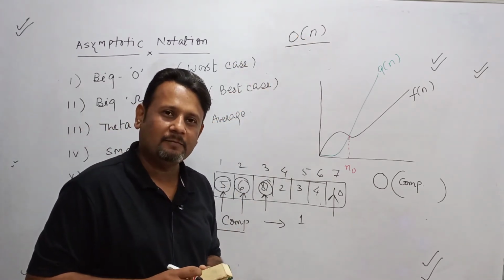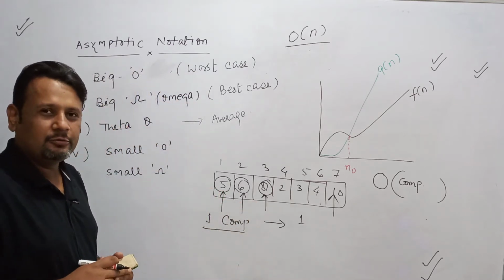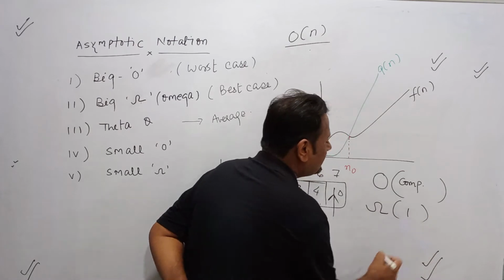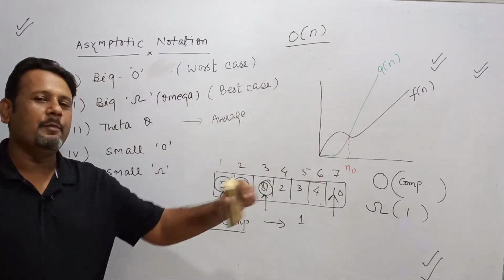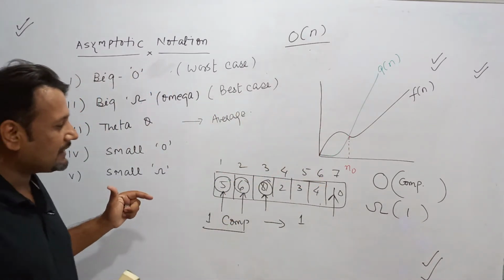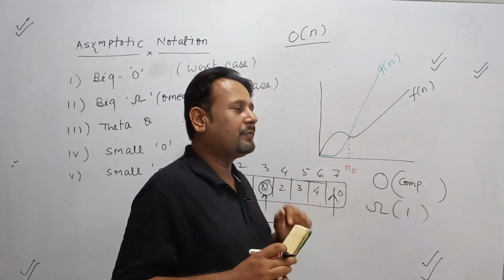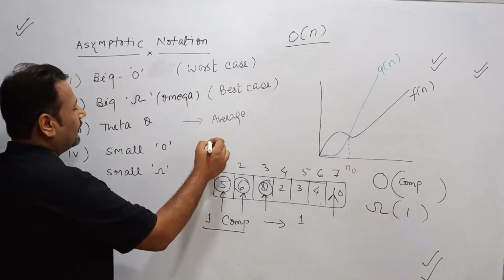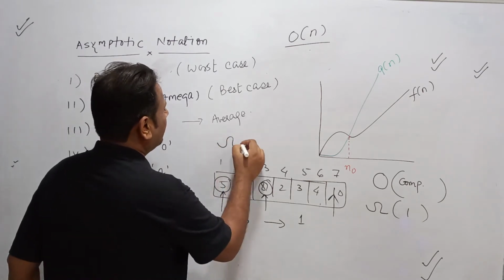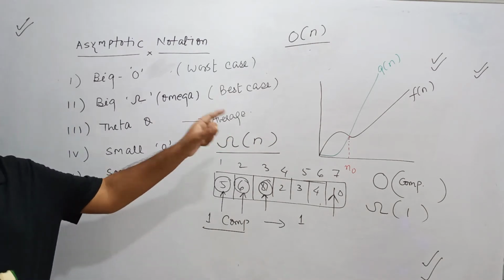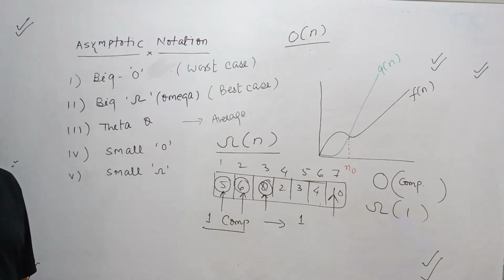N units of time. Now, whenever you need to represent the best case, you represent it in this fashion. If something is written in this form, omega 1, that means the best case of this algorithm is constant. If something is written as omega n, that means in the best case, my algorithm is going to take n time. This point is clear enough.